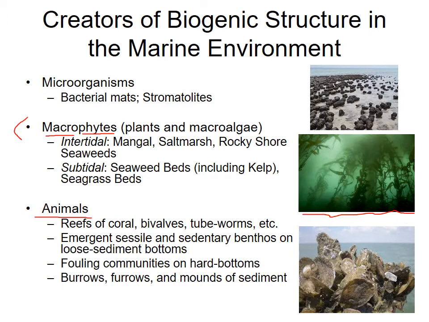Then there are emergent sessile and sedentary benthos on loose sediment bottoms. These would be sort of stalked organisms like hydroids, bryozoans, even some bivalves like pen shells that have shells that protrude, that stick out of the sediment. Some tube worms that have decorated worm tubes that stick out of the sediment. And then on hard bottom habitats like rocky bottoms, there's a huge variety of what we'll call fouling communities that have sponges and often soft-bodied organisms that stick to and sort of build structure on top of whatever hard bottom there is.